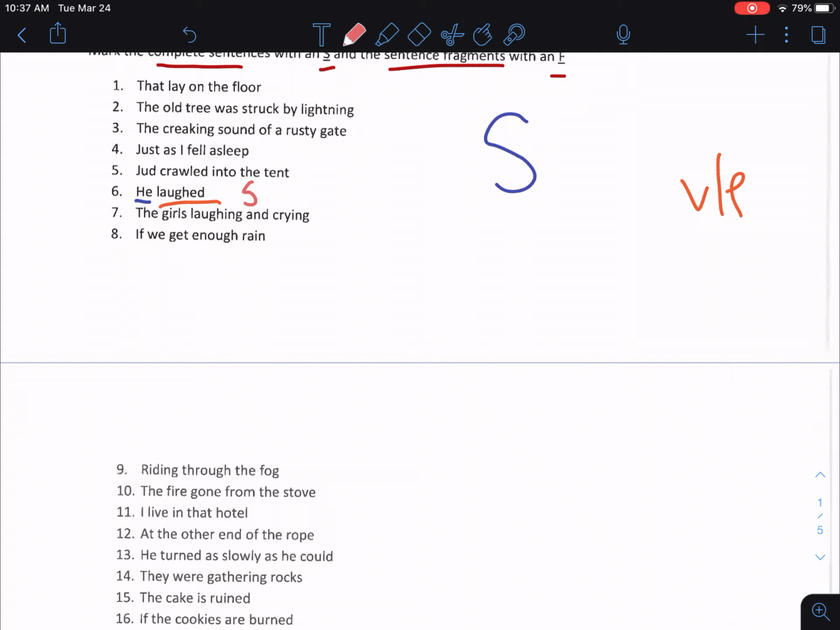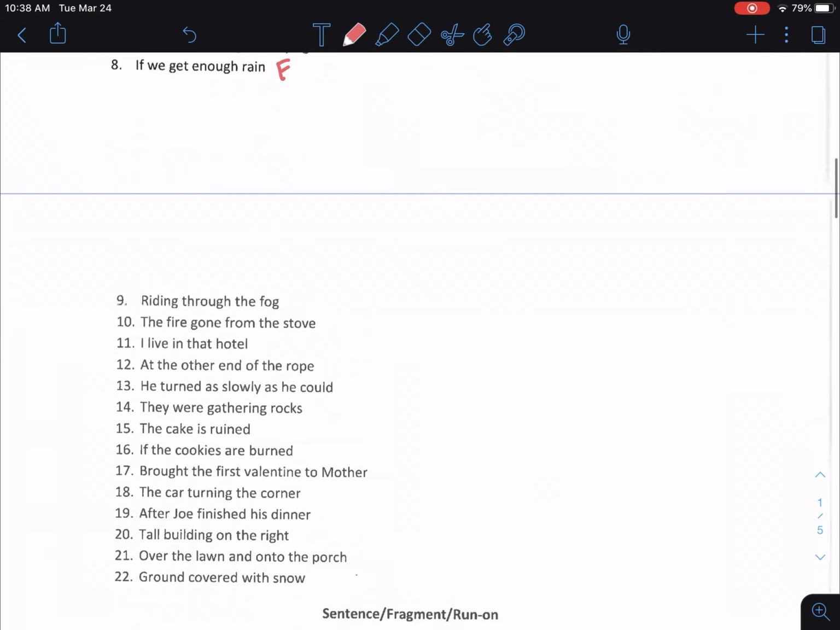If we get enough rain. So we're starting with the conditional term there. If we get enough rain. But we're missing that second part of that conditional term. That then. Then what's going to happen? So we started something and we didn't finish it. So that's an F. That's a fragment. Even though we have a subject, or something that can be a subject, and we also have something that can be a verb or a predicate.